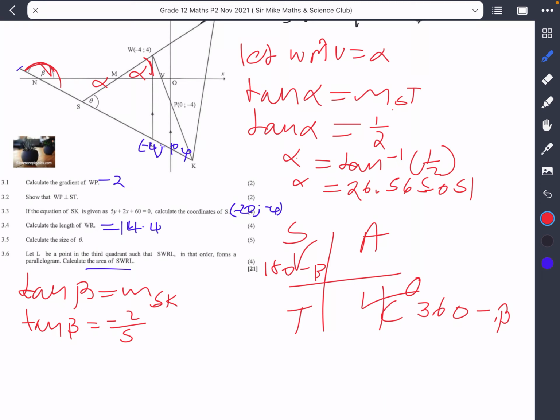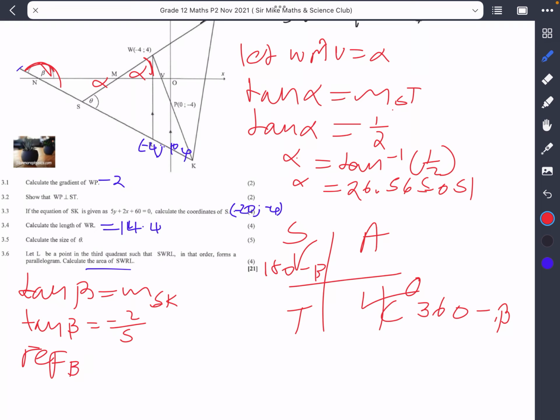So the numerical value of that angle beta would be greater than 90. In all cases, ladies and gentlemen, when you are calculating the angle of inclination of a line that has a negative gradient, the solution is always in the second quadrant. That's one thing you must always remember. So my solution is in the second quadrant, and I'm just going to calculate the reference angle of beta.